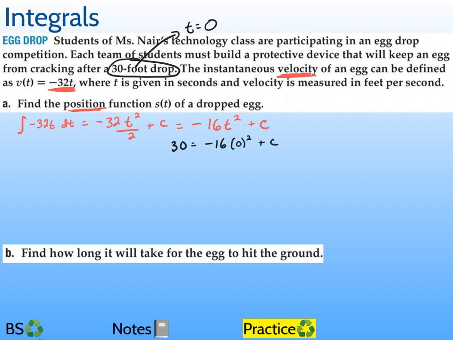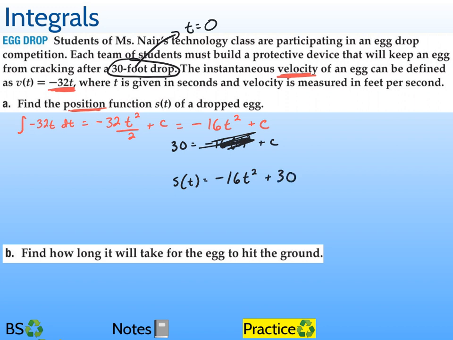Alright, some real quick solving here. All this time 0 stuff goes away. So, c is 30 in our case. So the position function, s of t they're calling it, is negative 16 t squared plus 30.